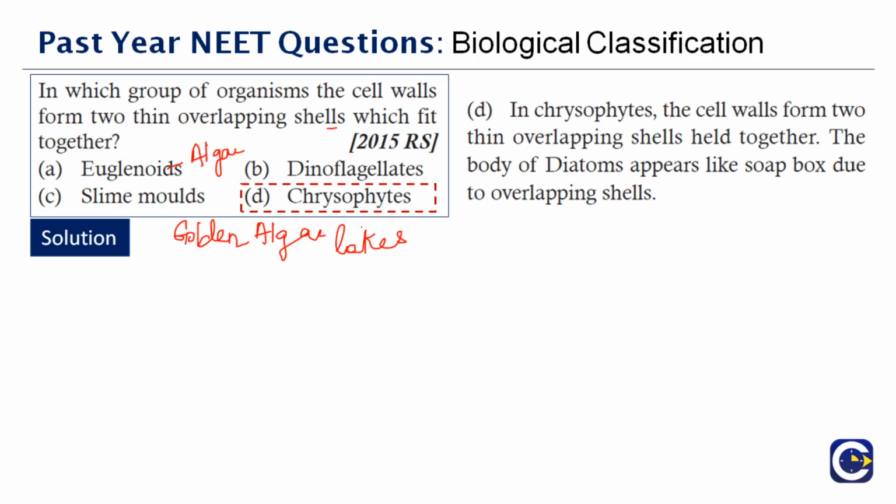That overlapping structure is like a soap box, since the two parts overlap. You have seen a soap box, right? It will overlap with these two things, an open and close method. Therefore, the correct answer is option D.